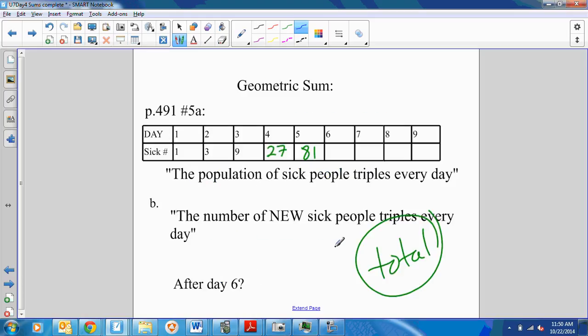Next, we're going to talk about geometric sums. This one we didn't hit today. So geometric sums, obviously we're dealing with geometric recursives, geometric sequences.